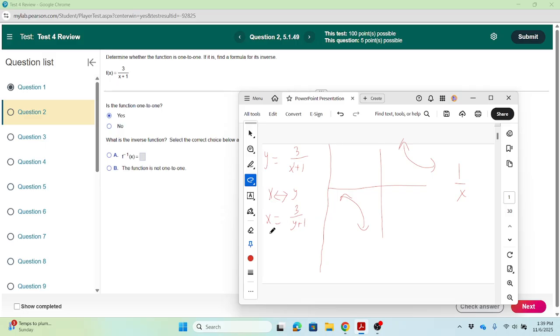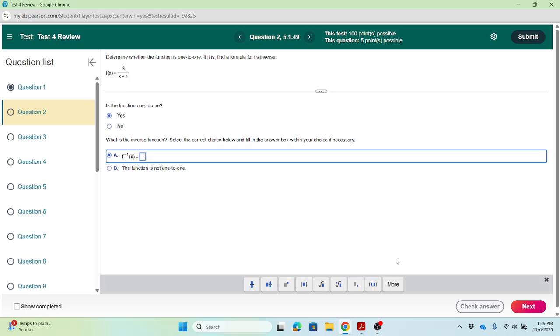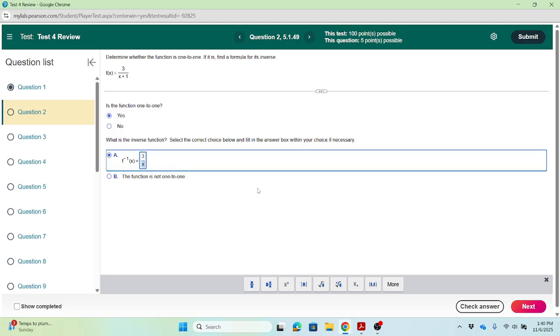So to solve for y, just let's multiply both sides by y plus 1. That gives us this. And just divide both sides by x. So that is y plus 1 equal 3 over x. Subtract 1. And that will be y equal 3 over x minus 1. So the inverse function, whatever y you got here, that's the inverse function. It's 3 over x minus 1.